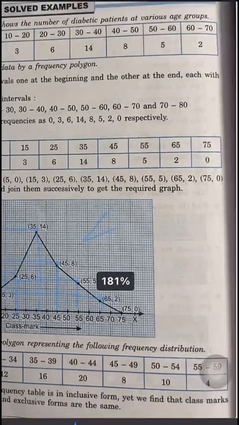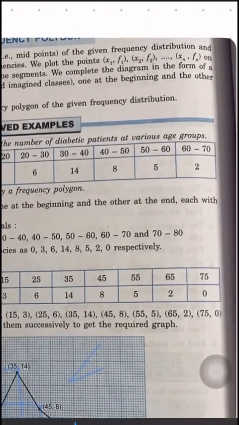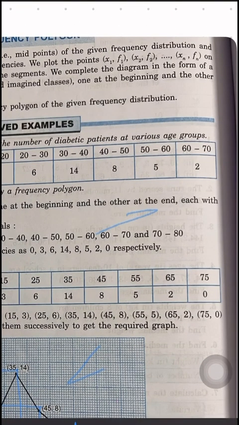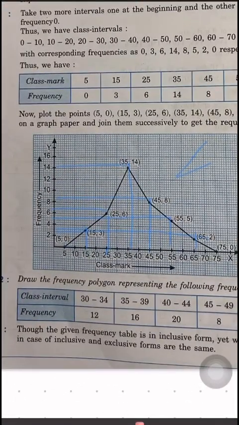And then 75 will be 0 because over here so far the data is just till 70 years of age. So obviously between 70 to 80 there are 0 patients. So 75 will be 0. And after that you start joining. Once you start joining them, this kind of shape you're going to get. Start joining them. This is your frequency polygon.